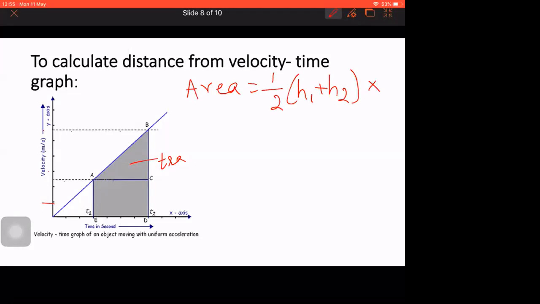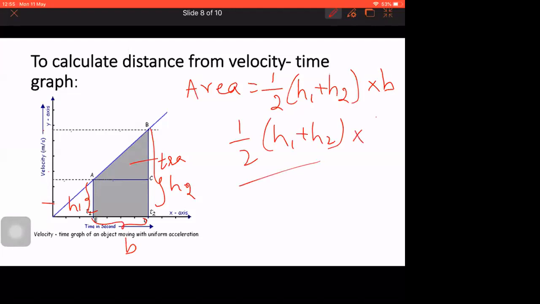No, it should be base. I have already taken height there. Oh, okay. So very simple: half into H1 plus H2 into B. Now, what are H1 and H2? This will be your H1. This will be your H2. This will be your base. Done. Simple. This is very easy. Just substitute the H1 value, add it with H2, simplify this, multiply with base. Done. You'll get the area.